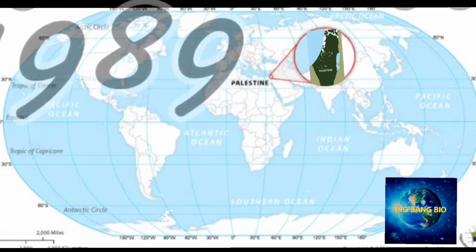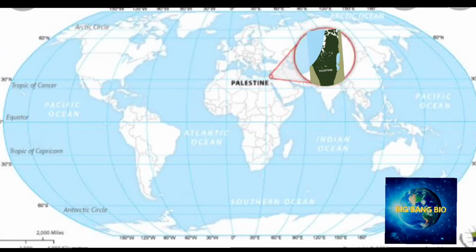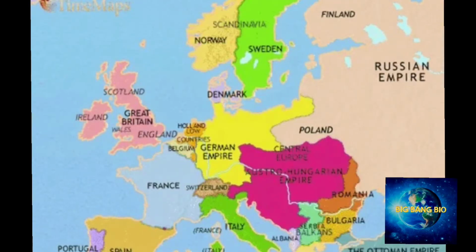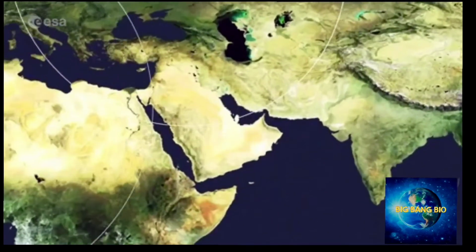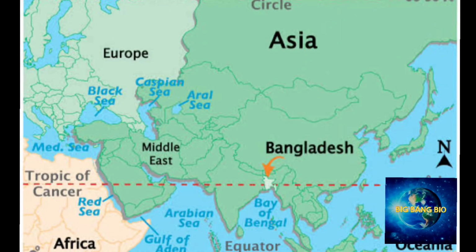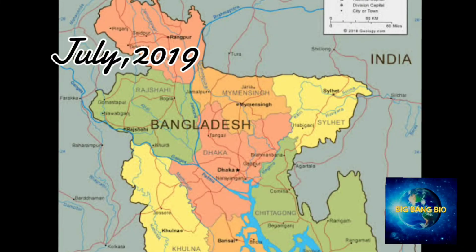In 1989, there was an LSD outbreak in Palestine. This outbreak was the first instance of LSD outside of the African continent. Throughout the past decade, LSD occurrences have been reported in European, Middle Eastern and West Asian regions. LSD was first reported to the Bangladesh Department of Livestock Services in July 2019.